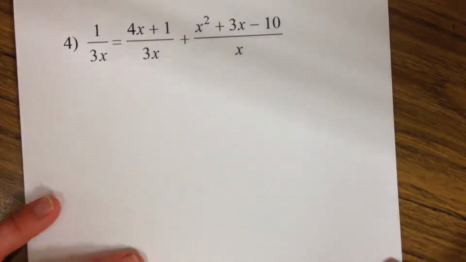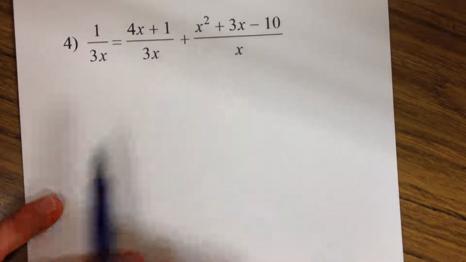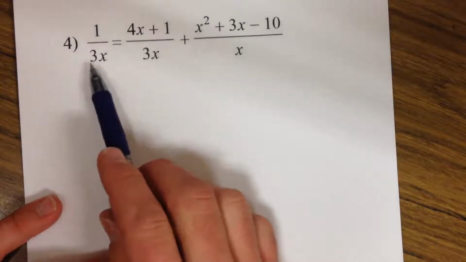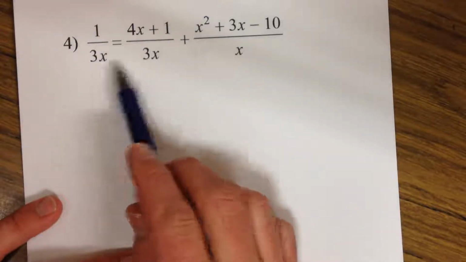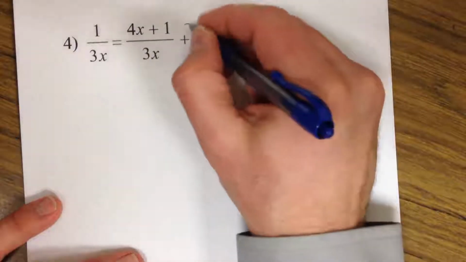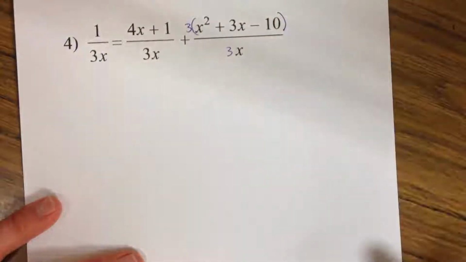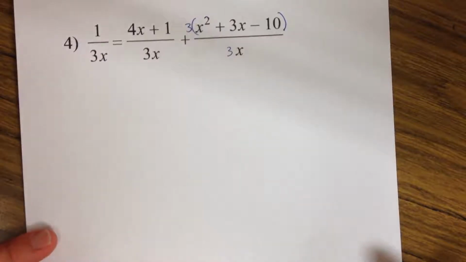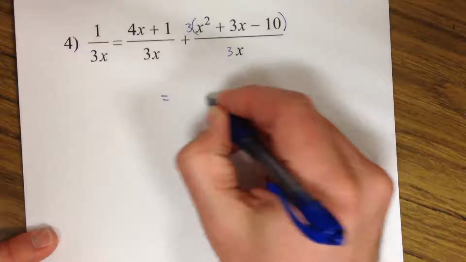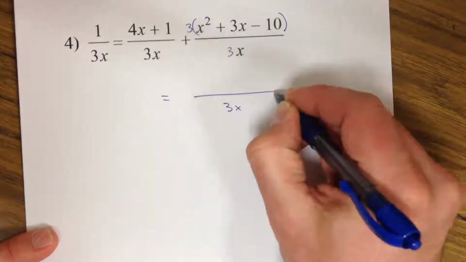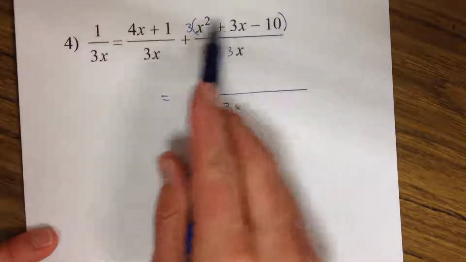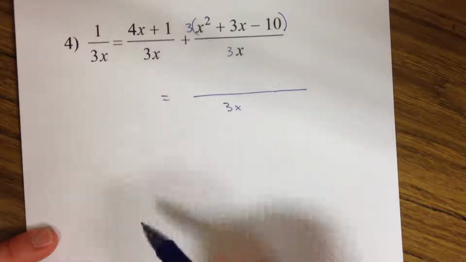Okay, number 4, I skipped a couple, but this one is not as hard as it seems. Really, all you have to do is, this has 3 and this has 3x, so this one needs a 3. So if I multiply this by 3, now I have a common denominator. So on the left side, I have all over 3x. I have 4x plus 1 plus this whole quantity, and it's multiplied by 3.